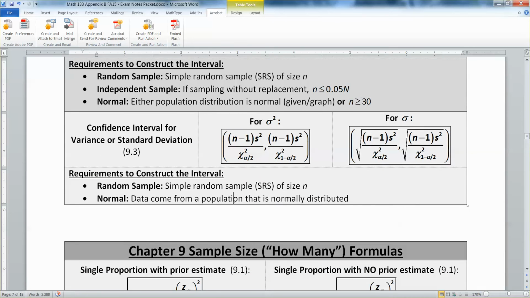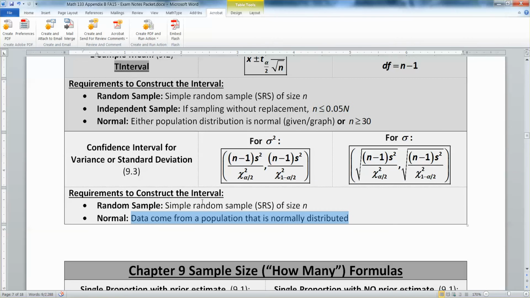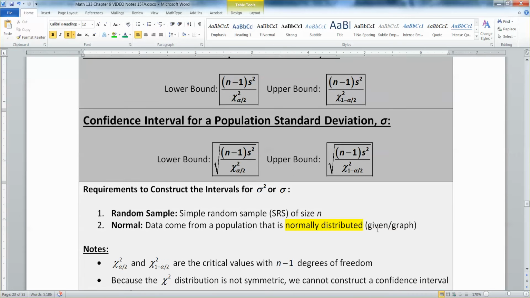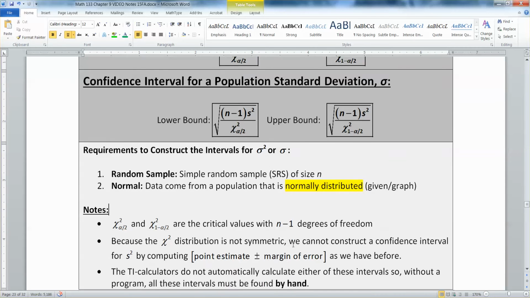But for standard deviation and variance, there is no option like that. You have to know that it's normally distributed, either given to you or in a graph, right? Those are your only options. I'll even add the little given graph thing there. So those are your two options. Given means just given to you, like I just wrote it for you in the problem.